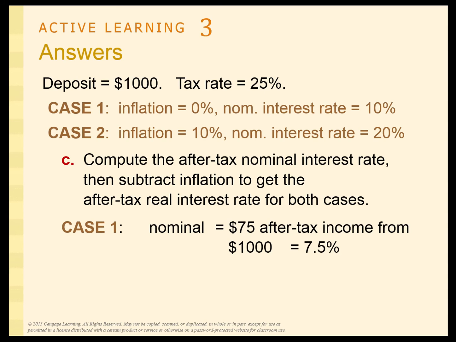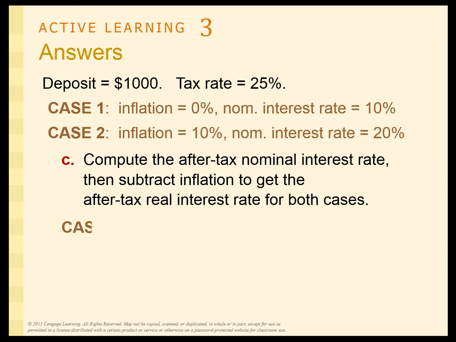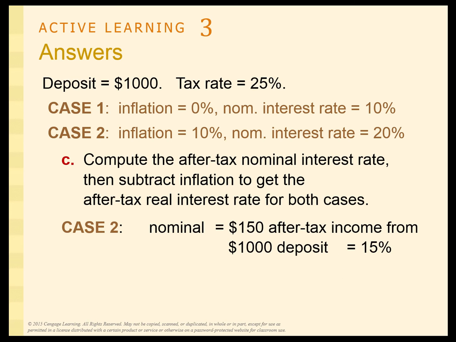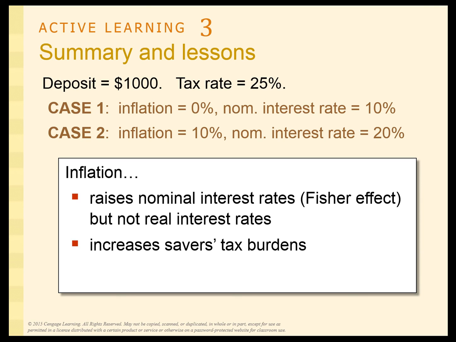Let's look at the after-tax nominal interest rate. You make $75 in after-tax income from $1,000. This is when there's no inflation, so 7.5%, and the real rate is also 7.5% because there's no inflation to subtract off. But in the world of inflation, you're making $150 after-tax income, so you're making a 15% after-tax rate, and the real interest rate is only 5%. So you see the real interest rate actually falls after tax when you have inflation. Basically, it raises nominal interest rates, it increases savers' tax burdens, and it lowers the after-tax real interest rate.